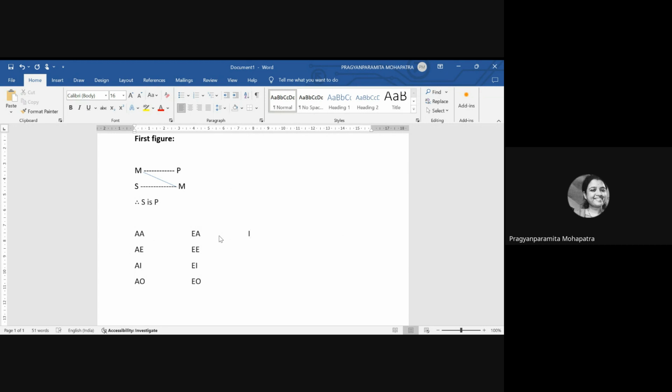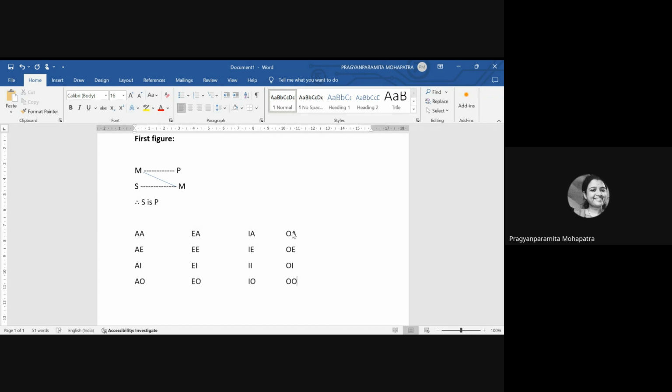Similarly, major premise is I, minor premise is A. Major premise is I, minor premise is E. Major premise is I, minor is I. Major is I, minor is O. So there will be four possibilities: major premise O, minor premise A. Major premise O, minor premise E. Major premise O, minor premise I. Major premise O, minor premise O.